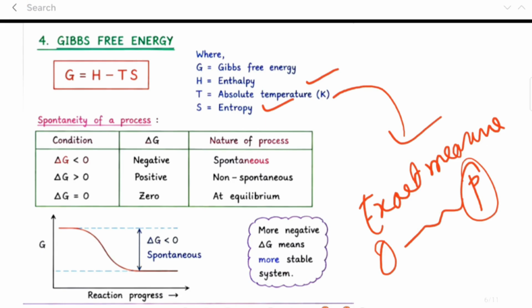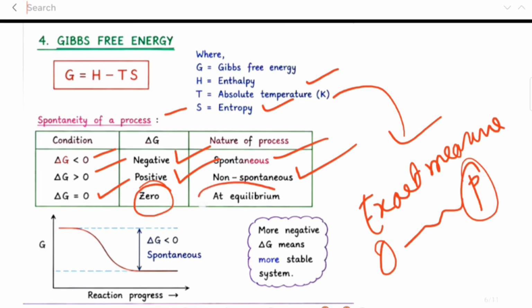Then the spontaneity of a process is like this. If delta G is less than 0, that is, delta G is negative, then the nature of the process is spontaneous. If delta G is more than 0, that is, delta G is positive, then it is a non-spontaneous process. If delta G is equal to 0, then the system is in the equilibrium condition.